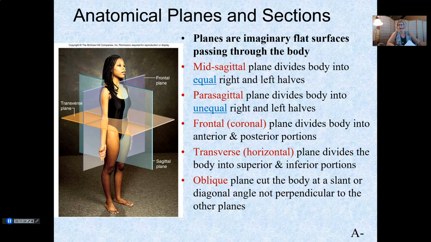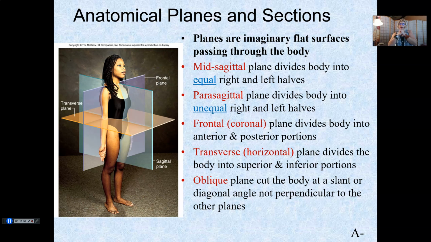Okay, so for anatomy, we don't really talk about this that much in reference to what we do, other than maybe if you want to dissect. When we dissect the brain, we are always going to dissect the brain in an equal left hemisphere and right hemisphere. If you're doing a parasagittal cut, you're really hacking. You're doing a hack job on the dissection, okay?